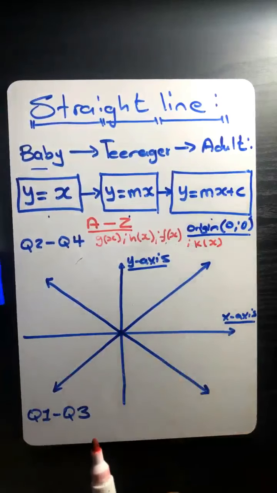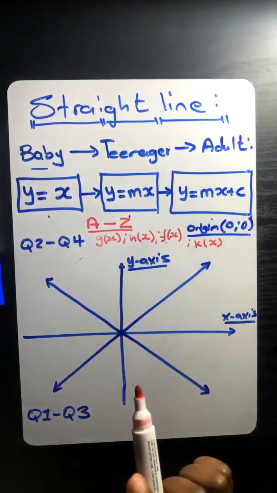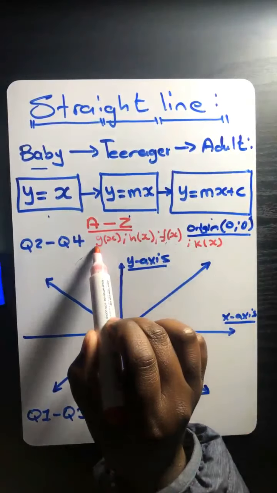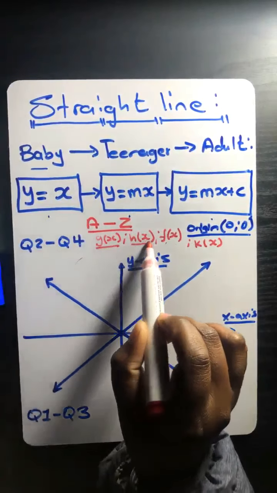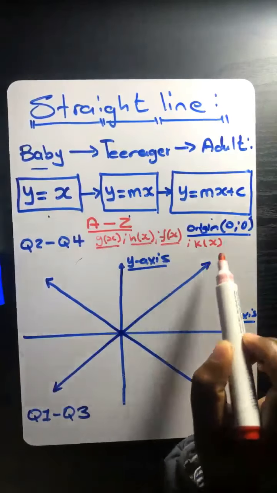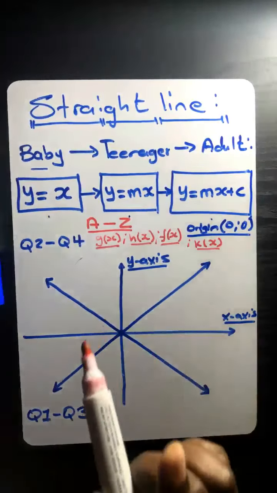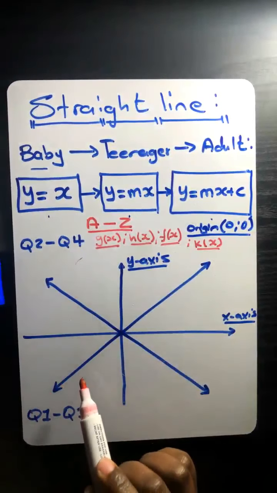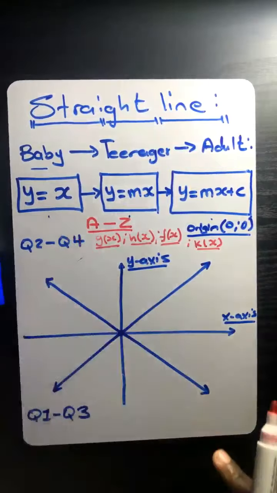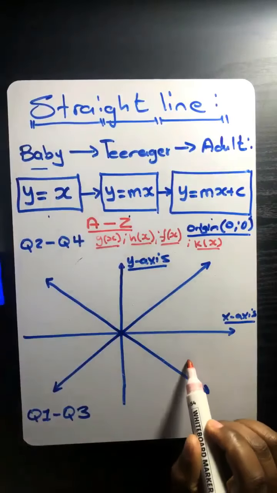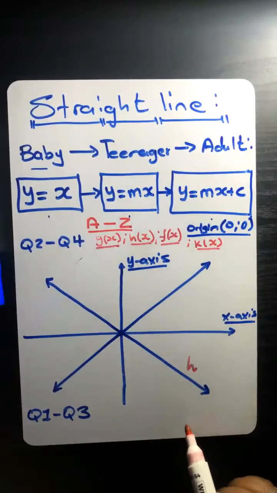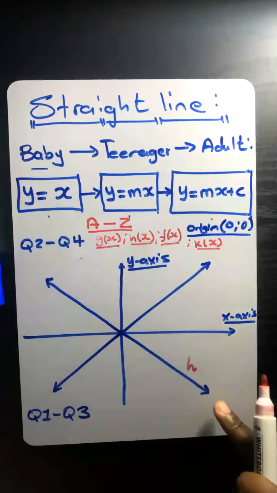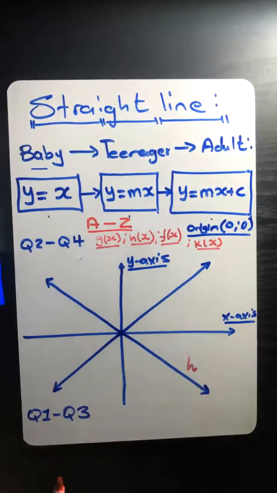It doesn't matter which letter they use. You just need to know that the moment when they say G of X, H of X, F of X, K of X, this is a name given to a function. Very, very much important. So now let's give that one a name. Let me maybe call it H. So that means every time we talk about H of X, we talk about that line over there.